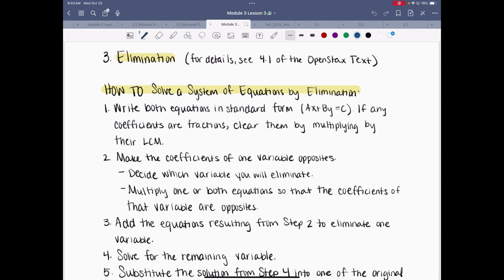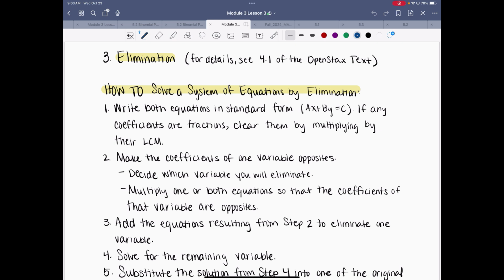Today we're going to talk about another method for solving systems of linear equations called the elimination method. You can find more details in your textbook, which is also available online, and many of you have a physical copy. To solve a system of equations using the elimination method, follow these steps.